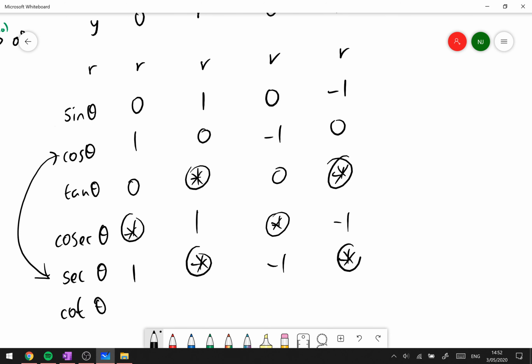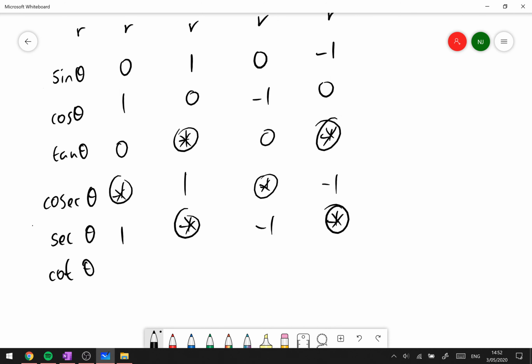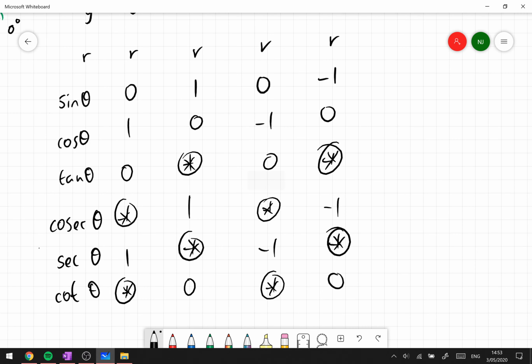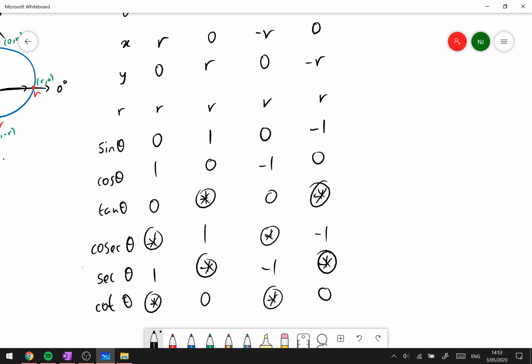Now, cot. Cot's the funny one. If it's 0, it's undefined. If it's undefined, then it's going to be 0. And it's basically just the opposite of what we've got in tan. So if you have a look at tan, 0, undefined. Undefined, 0. 0, undefined. Undefined, 0. Okay? So if I was to put sine of 90 degrees or 1 over sine of 90 degrees, these are the values that you get out in return.